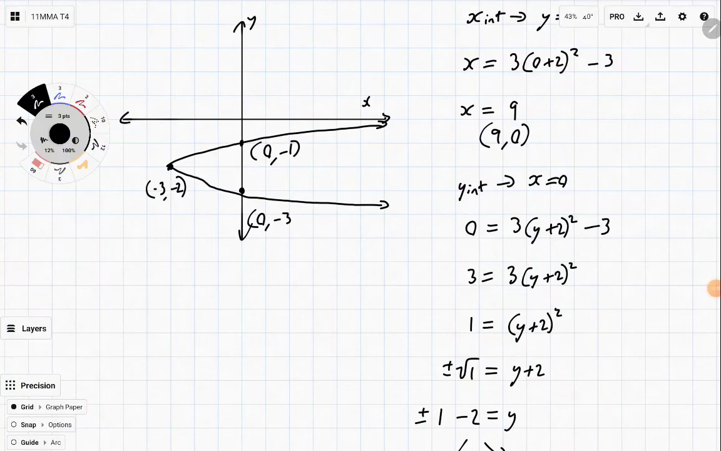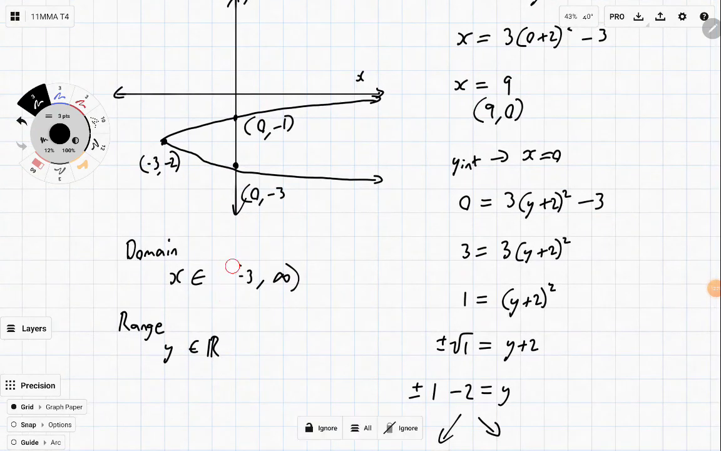Let's do domain and range. So the domain, now in this case, it's got a lower bound, which is the turning point, but it's got no upper bound, so that's just infinity. And for the range, well, no restrictions, y is in double R. So, there we go, domain and range of this little reversed quadratic.